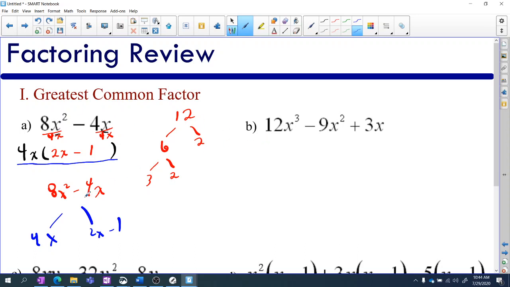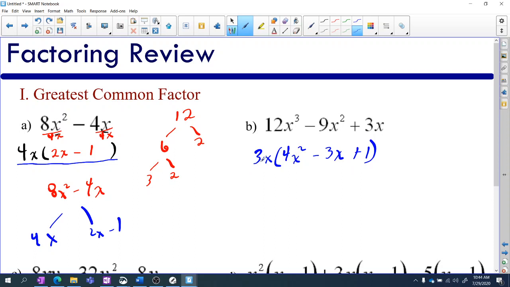All right, so that one we went through in great detail. We'll start speeding things up here and go a little bit quicker now. So now I look at this one. It's a trinomial. I have 12, 9, and 3. They're all divisible by 3. X cubed, x squared, and x. That means they're all divisible by x to the 1. Now divide each of these by 3x. So I'll get 4x squared, take away 3x plus 1.